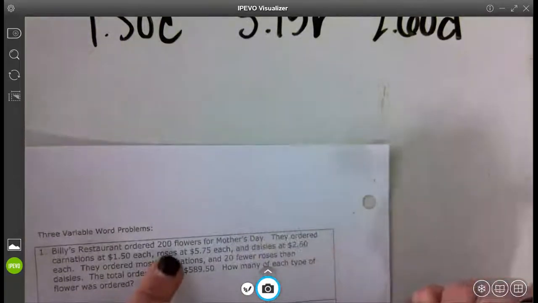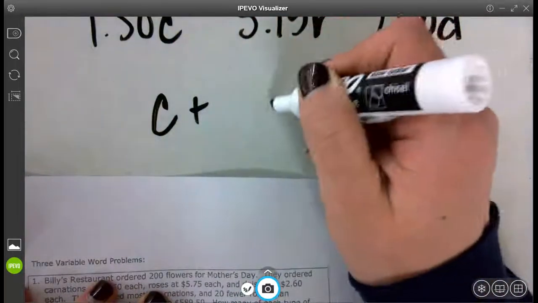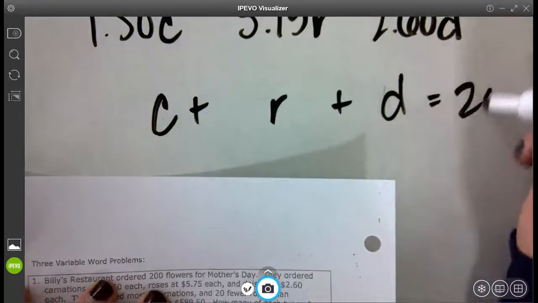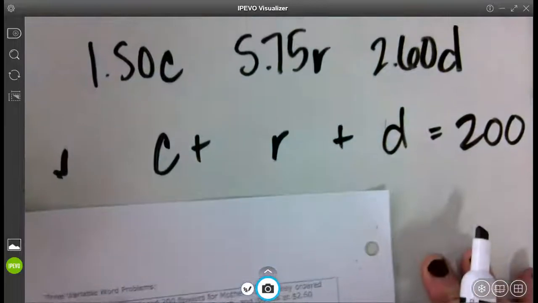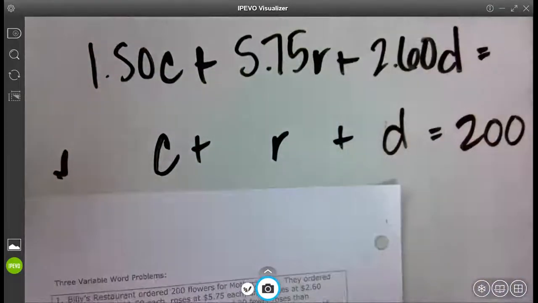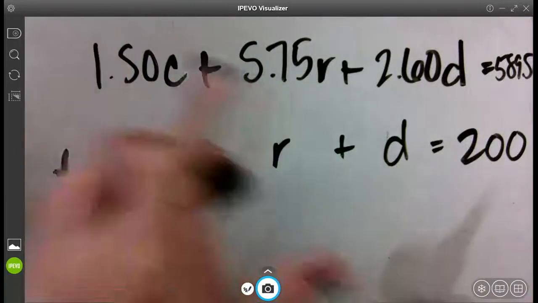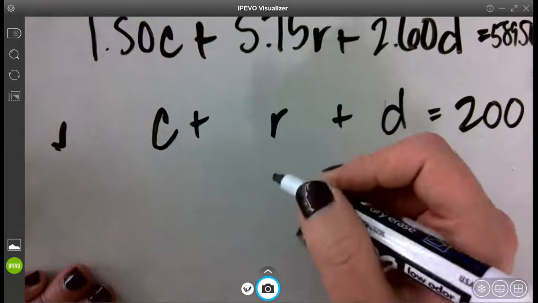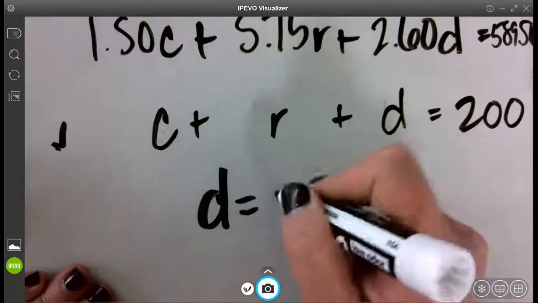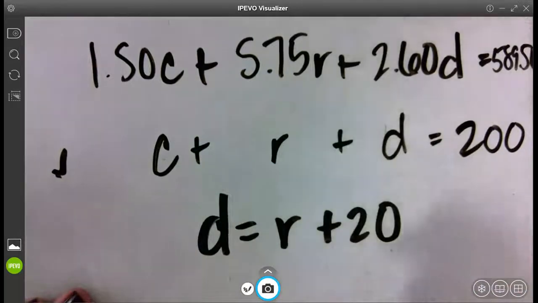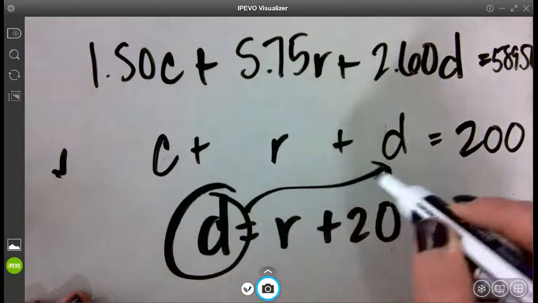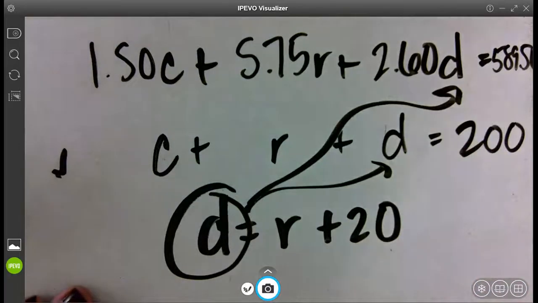Okay. So they said we have 200 flowers for Mother's Day. So we have carnations, we have roses, we have daisies. That's 200 flowers. Okay, so that's one equation. We have cost equaling cost. That's one equation. And then we're going to have a comparison one. Usually these 3 variable word problems are amounts, a cost, a percent, whatever it is, and a comparison. You have 20 fewer roses than daisies. So whatever daisies is, roses needs 20 more to get there. What you're going to do is take your variable and substitute it into not one but both equations to solve. Okay? Let's keep going. Let's keep trying some more.